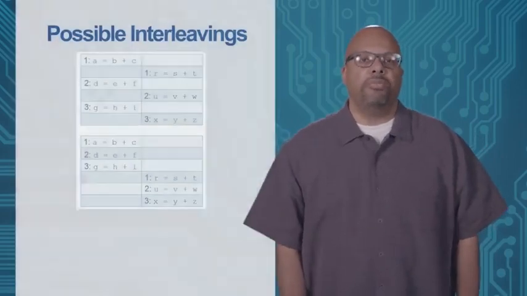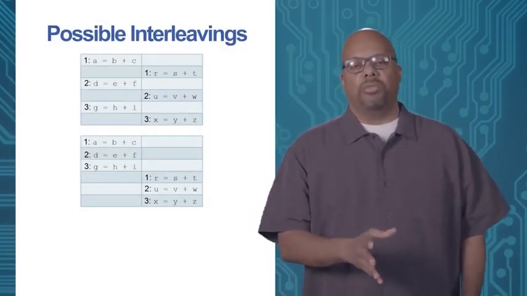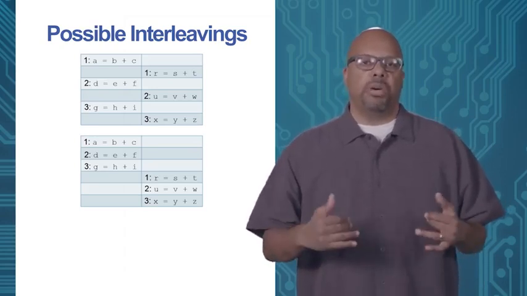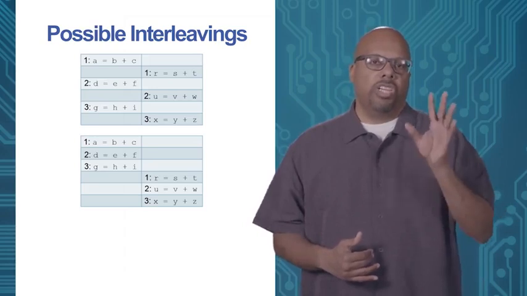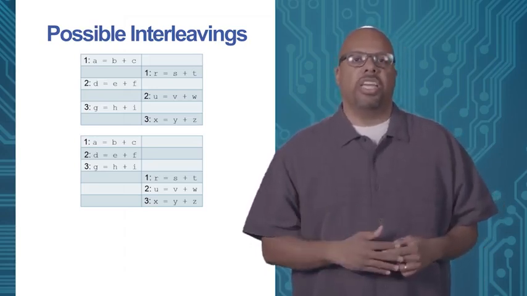So here's an example of a couple of possible interleavings. I've got 2 little tables, right? One on the top, one on the bottom. The top is showing one interleaving, the bottom showing another. The left column are the instructions in task 1. The right column are the instructions in task 2.